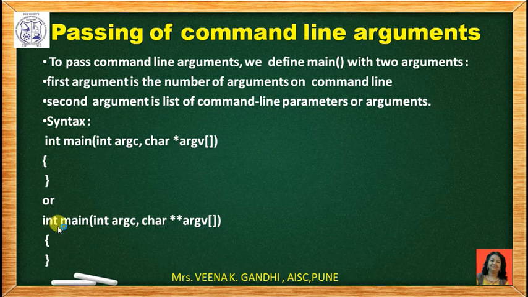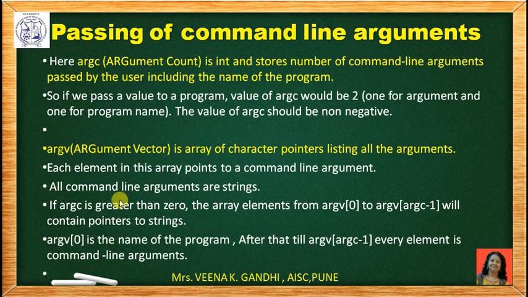Or you can say int main, in brackets int argc, then char double pointer argv, array of argv. Here argc is the argument count, which is of type integer and stores the number of command line arguments passed by the user, including the name of the program. Suppose we pass a value 10 to a particular program, the value of argc will be 2, one for the argument 10 and one for the program name. So the value of argc should be non-negative, it is positive.